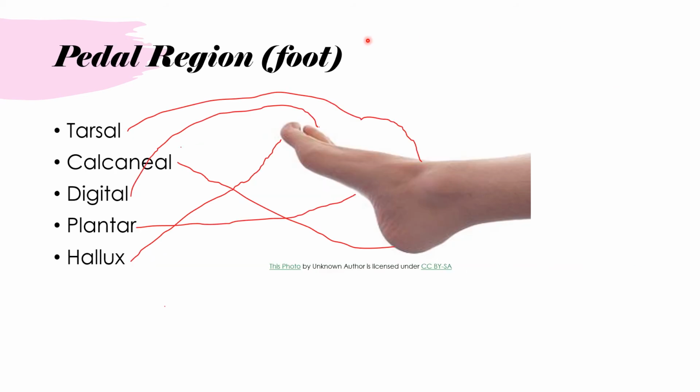The pedal or the foot region has your tarsal, which is here, the ankle area, the calcaneal, which is the heel of the foot right here, the plantar, which is the sole of the foot, the digital, which are the four toes, which are kind of hard to be seen in this picture, and the hallux, which is your great toe. Remember, pollex is for your thumb, which attaches to the palm, and hallux is the foot.